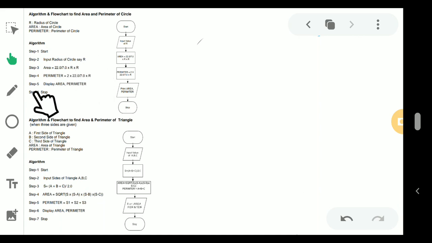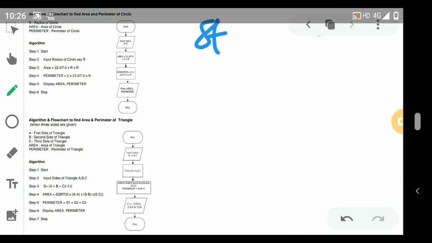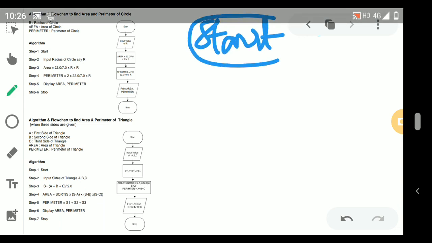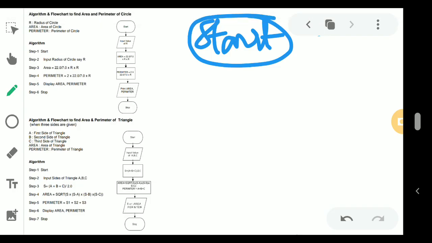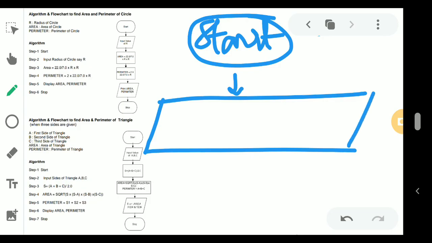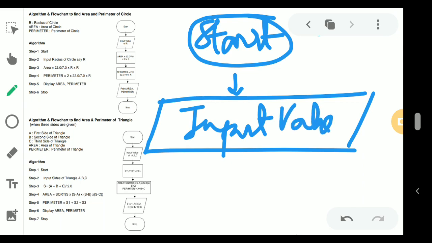Now the display part will come: display the area and the perimeter. Now the end part is stop. If we try to draw the flowchart, how will we draw it? Let's first write the start, which is the common initial step. After that we will take the input, the value of r. R for radius, or you can directly write radius. Okay, so R we have taken.